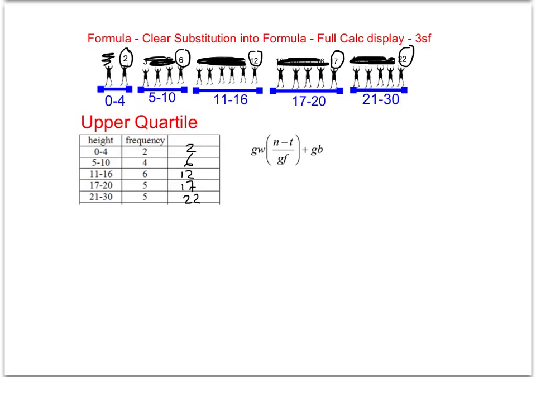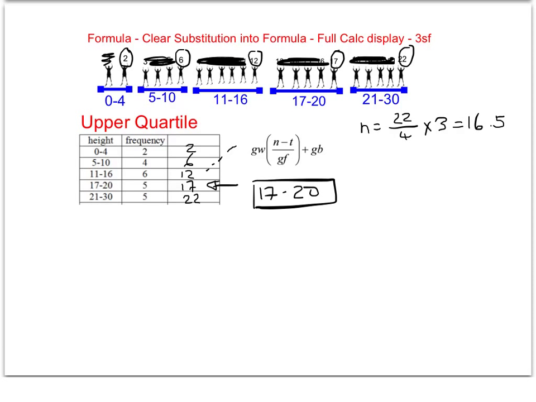So for upper quartile, we'll first of all calculate n. We take the total number of people, 22, divide it by 4 and times by 3, so that gives us 16.5. Now person 16.5 or 17 is in here, so that means that we're looking in the group 17 to 20, and t, the number of people before that group, is 12. So group width, well, it's going from 16.5 to 20.5, so that's 4.